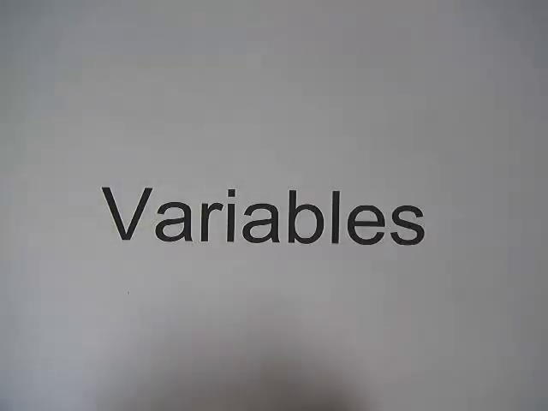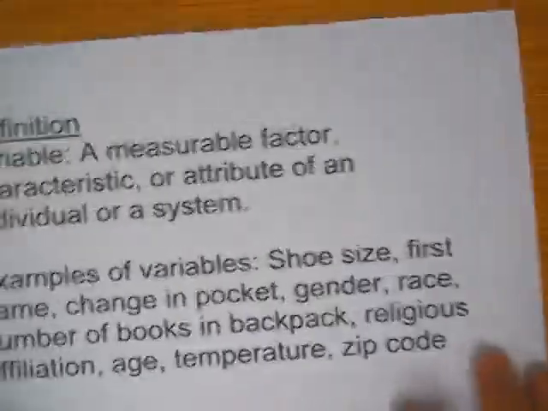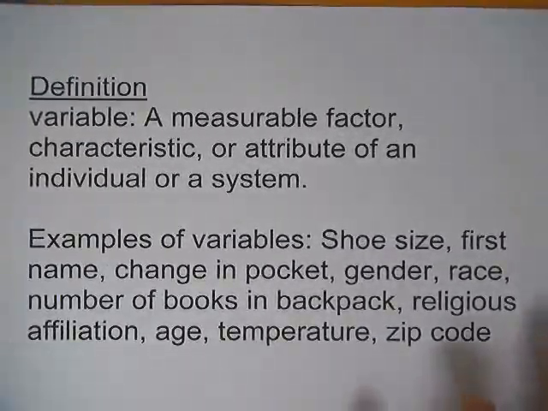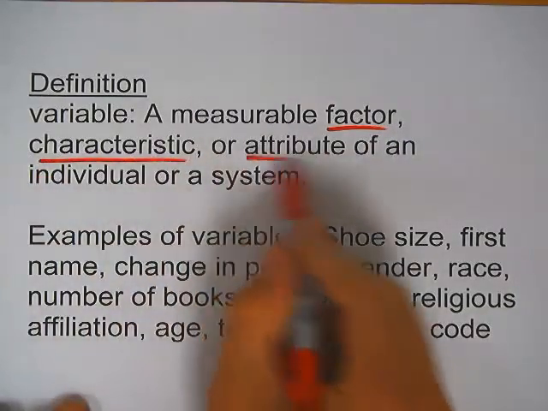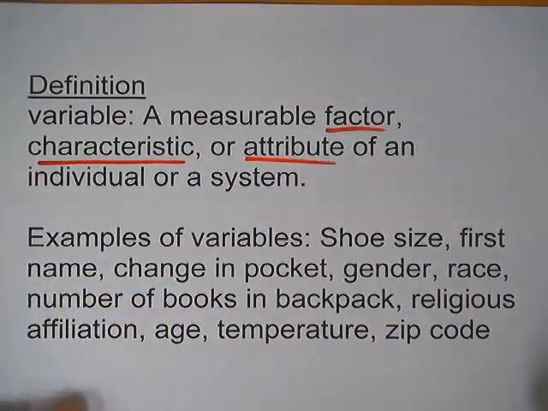Hi, this tutorial is all about variables. A variable is a measurable factor, characteristic, or attribute of an individual or a system. So here are just some examples of variables.